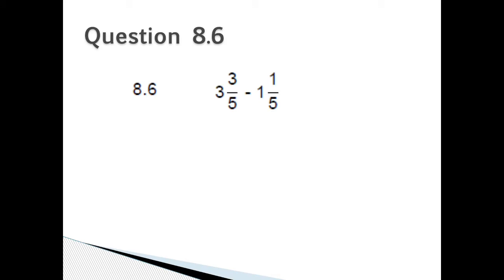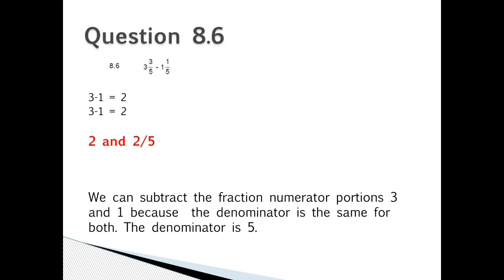3 and 3 over 5 minus 1 and 1 over 5. We can subtract the fraction numerators because the denominators are the same. So 3 minus 1 is equal to 2 over 5. And we can also subtract the whole numbers, which is 3 minus 1. So your final answer is 2 and 2 over 5.